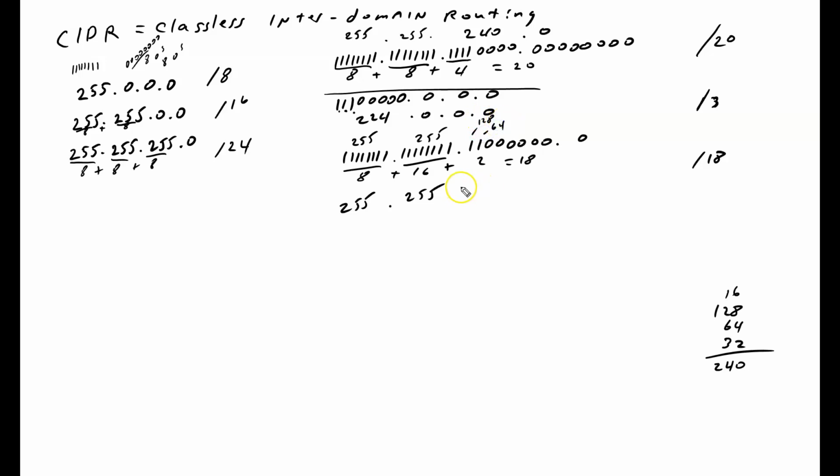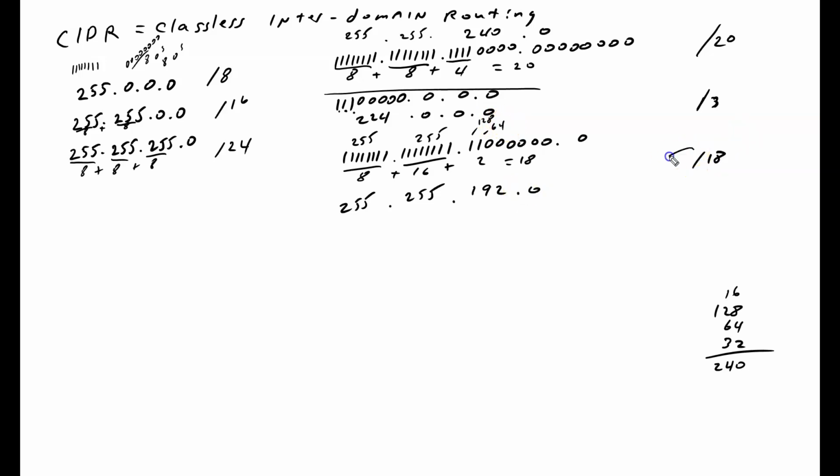So that would be, whoops, I didn't mean to do that. I meant to put a dot there. Let's go back and try that again. Dot 192, because a 128 plus 64 is 192.0.